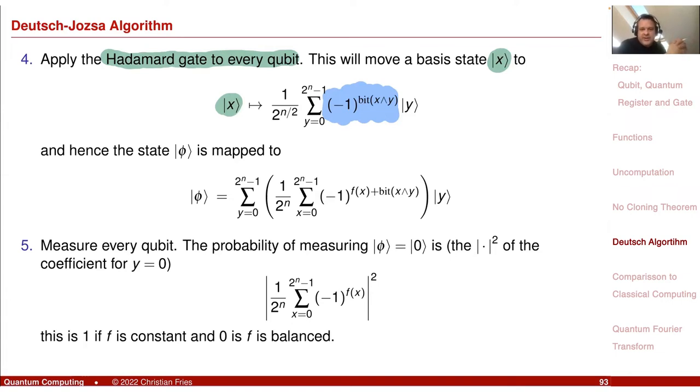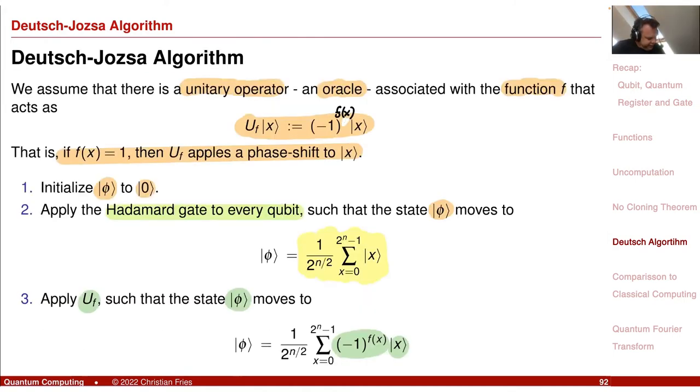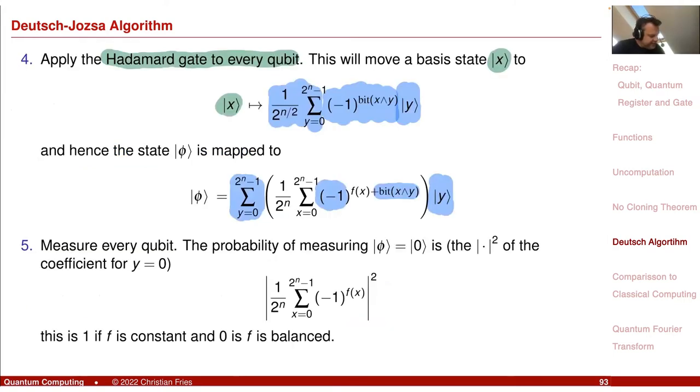Then you can just take this and plug it into the definition of phi. If you plug this into the definition of phi, you get a minus one to the power of the number of common bits multiplied with the state y. I also still have the coefficient minus one to the power of f of x, which is from the definition of phi. So plugging the ket x into the ket phi definition, we get that phi looks like that after we have applied the Hadamard gate to this phi.